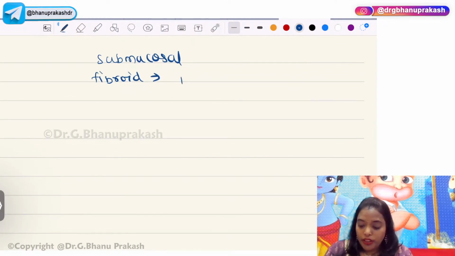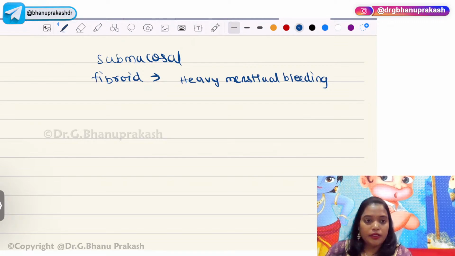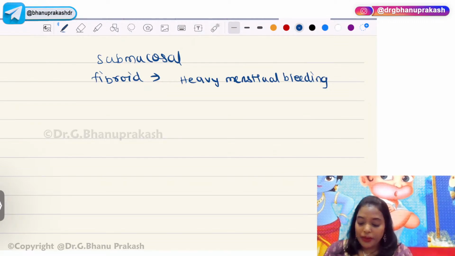Yes, submucosal fibroid will cause heavy menstrual bleeding. Not only does it cause heavy menstrual bleeding, it causes infertility. It causes recurrent abortions.